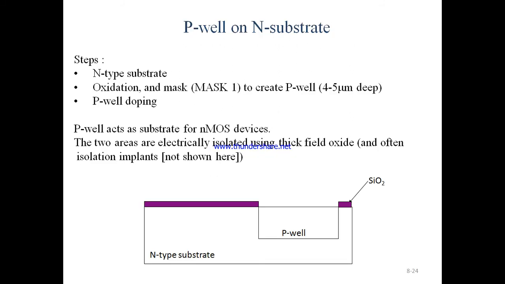P-well fabrication process. In P-well on N substrate, the steps involved are N-type substrate, then oxidation and mask 1 to create the P-well. It's nearly 4 to 5 micrometers deep, and next step is the P-well doping. The P-well acts as a substrate for NMOS device. The two areas are electrically isolated using thick field oxide and often isolation implants.